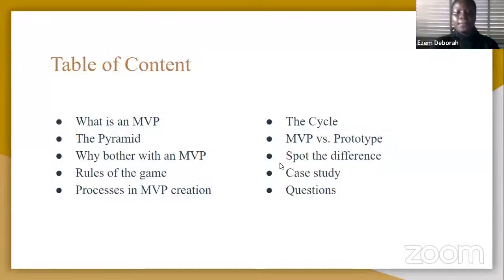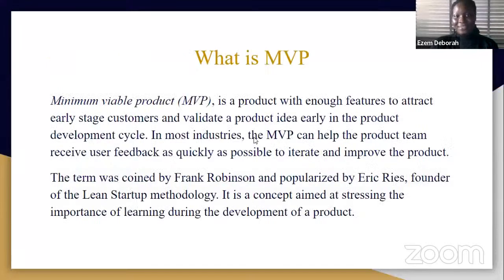Okay. So what is an MVP? As I said, MVP translates to minimum viable product, and it is a simple product with enough features to attract early stage customers and to validate your product idea. So what you want to do with an MVP is put a small part or a simple version of your big idea into the market so you can attract those early stage people who are going to start with you, give you feedback, and help you iterate.